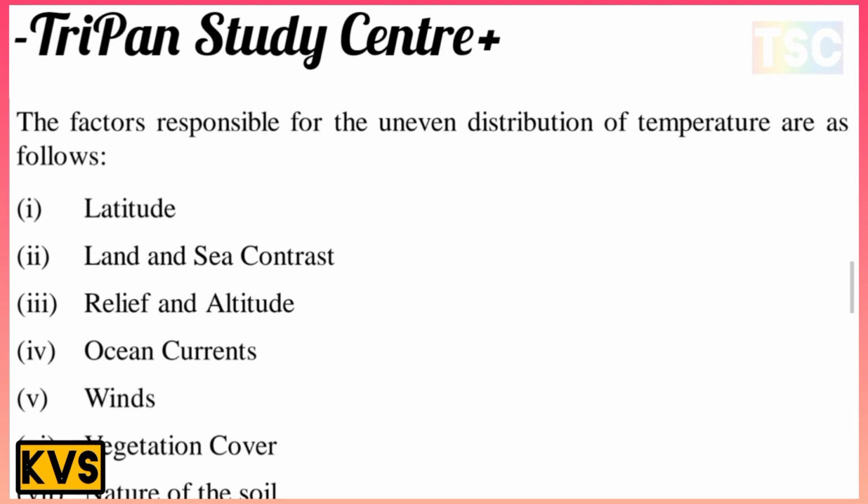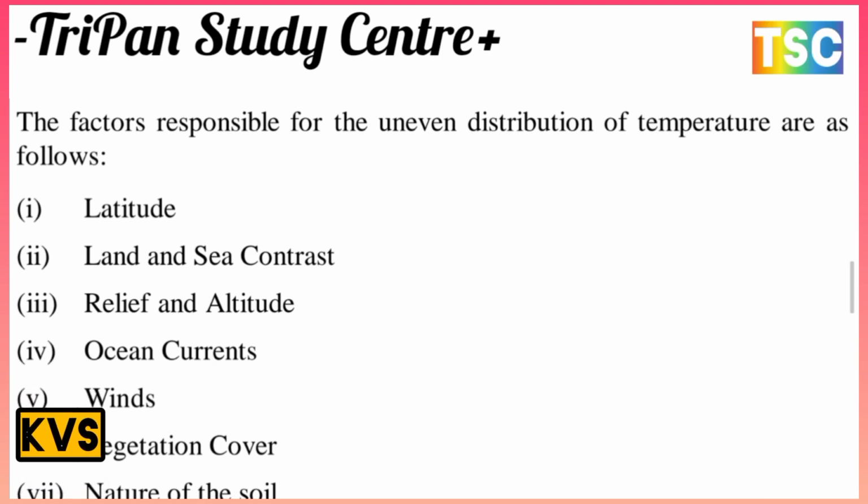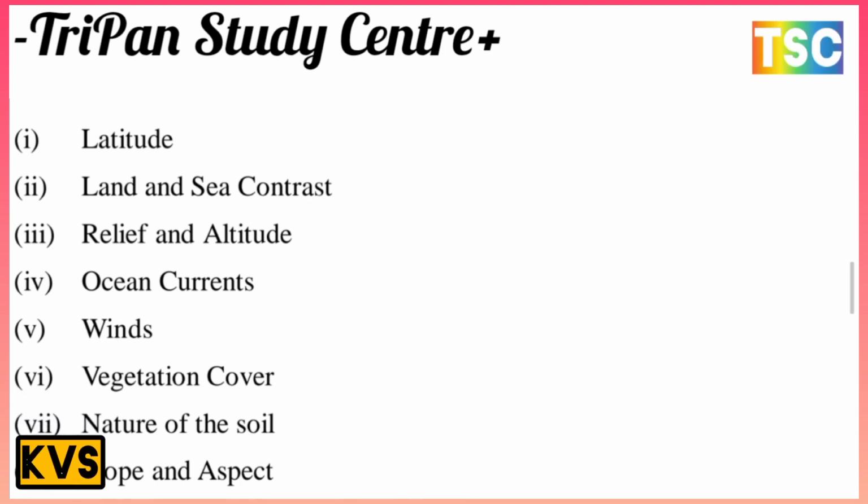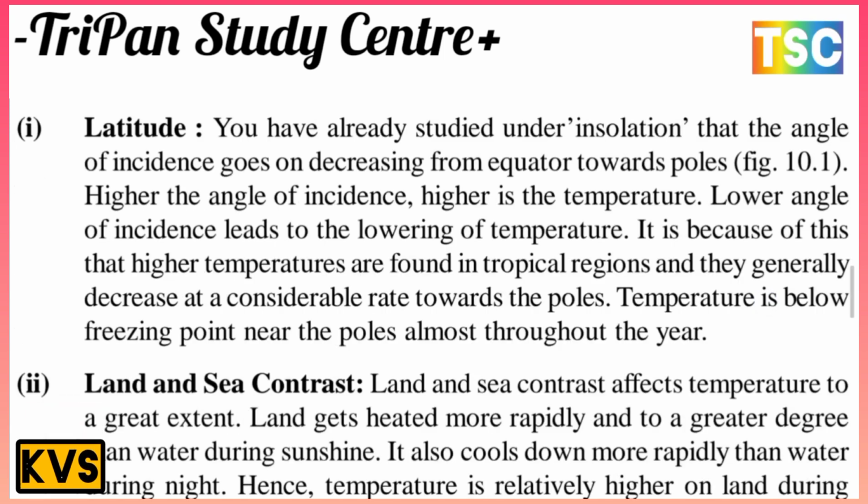The first, latitude. Then land and sea contrast, relief and altitude, ocean currents, winds, vegetation cover, nature of the soil, and slope and sap. I repeat again the factors of temperature: latitude, land and sea contrast, relief and altitude, ocean currents, winds, vegetation cover, nature of the soil, and slope and sap. Note this down in your notebook. And here is a brief account of the factors of temperature.